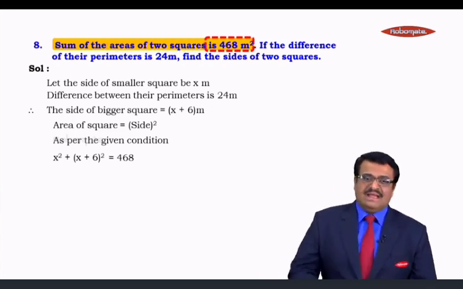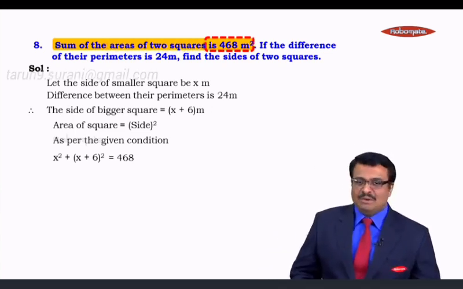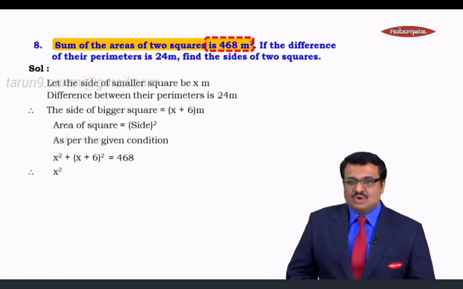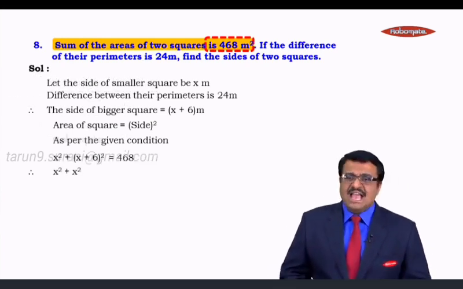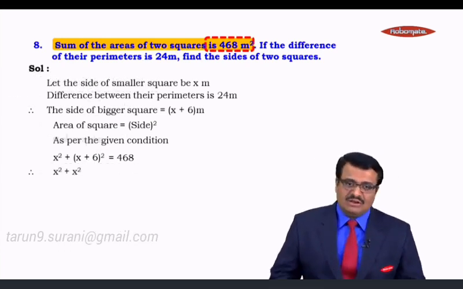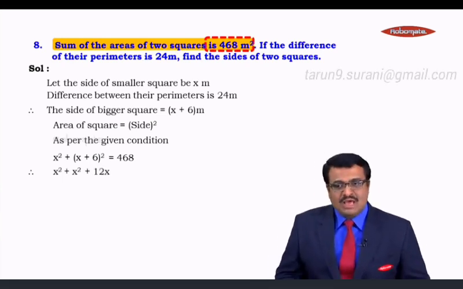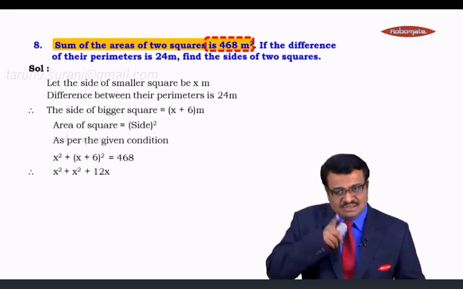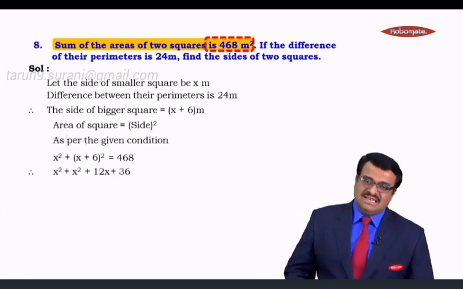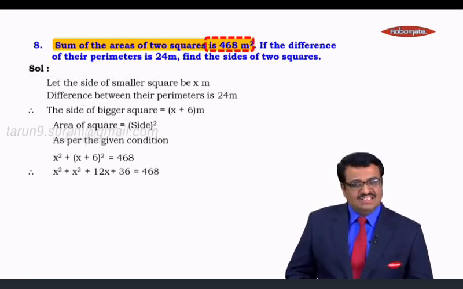Now, let us open the brackets and solve it. We will get a proper quadratic equation. So, we get (x + 6) the whole square, using the formula (a + b) the whole square equals a square plus 2ab plus b square. So, it will be x square plus 2 into x into 6, which is 12x, plus 6 square, which is 36, is equal to 468.